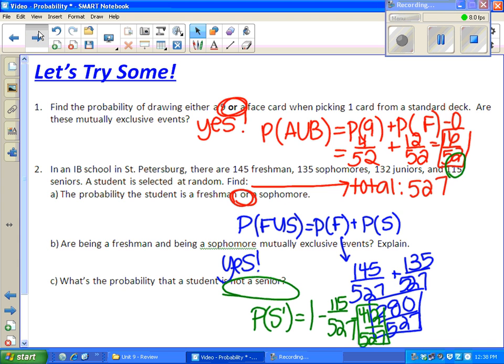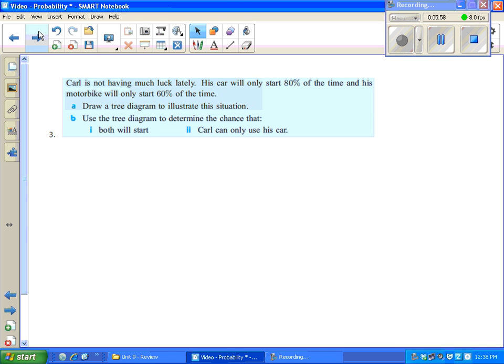Good. I thought another quick refresher would be a tree diagram. I thought that might be helpful here. So it says Carl is not having much luck lately. His car will only start 80% of the time, and his motorbike will only start 60% of the time. So they asked for a tree diagram to illustrate the situation. This is still very much related to probability. So what do we have going on here?